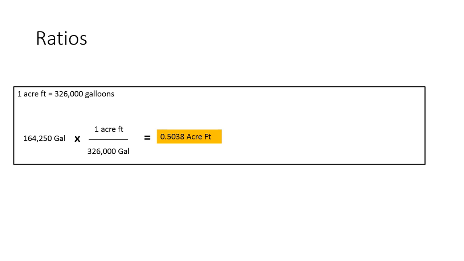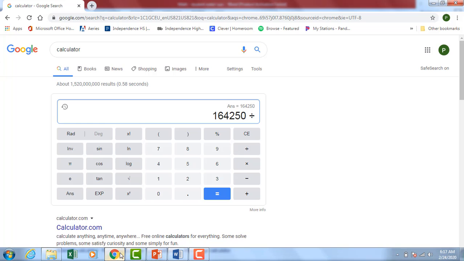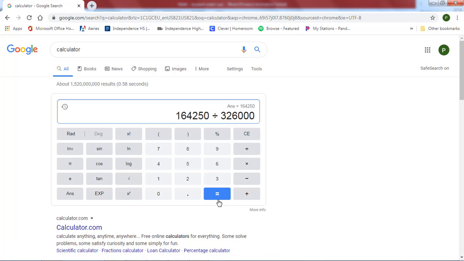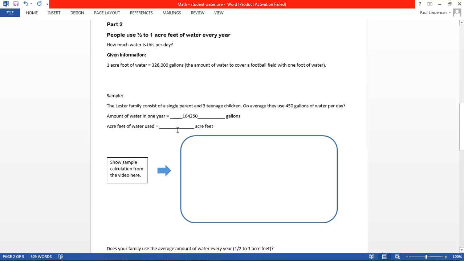So if I do this on the calculator, here's my trusty calculator. So I take my 164,250 and I'm going to divide that by 326,000. Again, 0.5. All right, so I would record that here then, so that'd be 0.5, and that would give me my example.